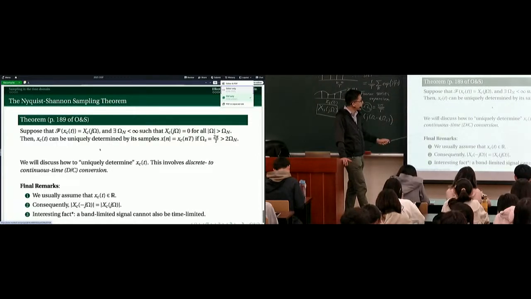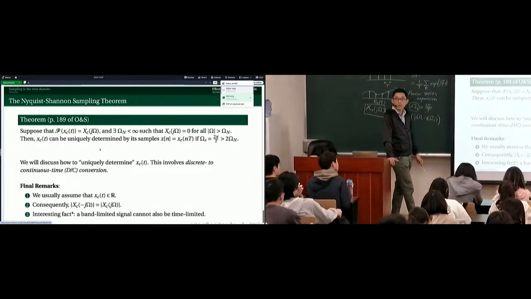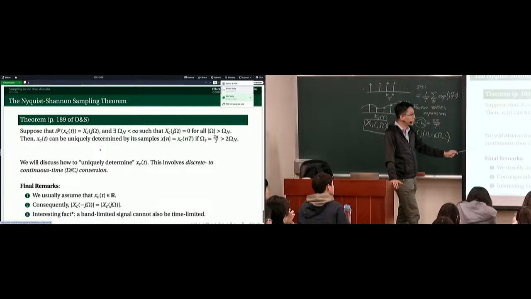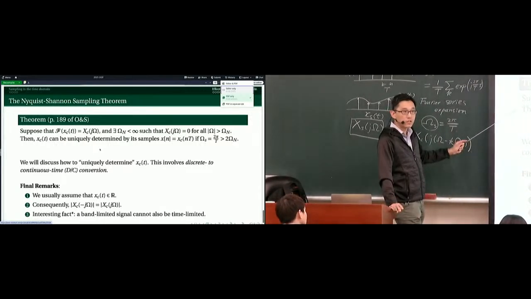Let me also mention that we will next discuss how to uniquely determine, how to make the reconstruction. That's the next topic. But at least we know that theoretically it's doable, it's possible, as long as we sample at a rate that is sufficiently high. How high? At least 2 times Nyquist. Okay, 2 times your bandwidth. Okay, any question right here?